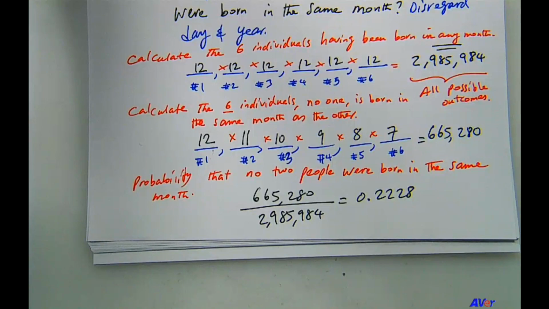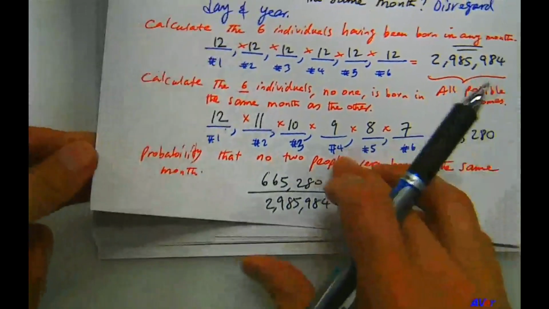That means at least 2, that means maybe 3 of them. We also want to know that. At least 4 of them were born in the same month. 5 of them born in the same month. And we also want to know the probability of all 6 having been born in the same month. So to get that probability is the complement of this probability. So all we have to do is subtract this from 1. So let me do that on the next page.